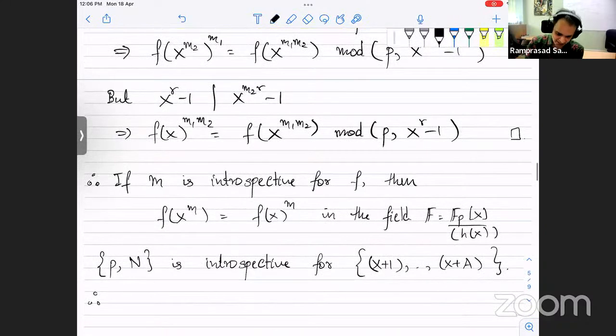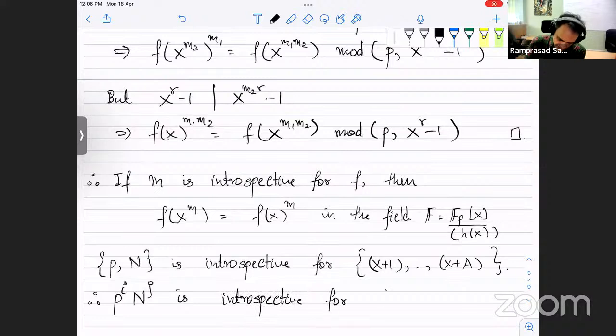What does this mean? This means that p power i times n power j is introspective for, I mean, something that looks like a product over all possible i of x plus i power e_i. Basically, any product involving p and n on the left hand side is going to be introspective of any product involving these a elements, because that's what the previous two observations tell us.